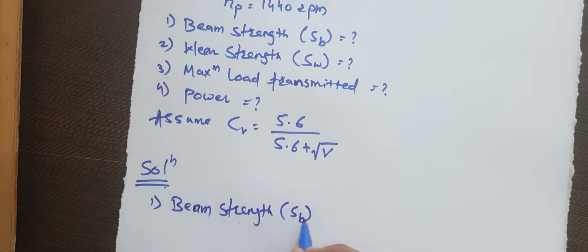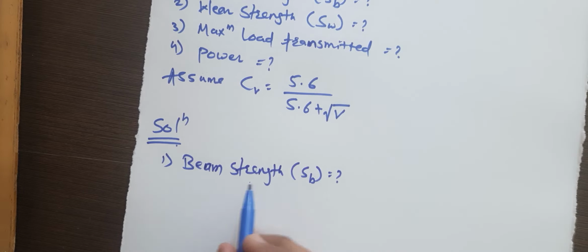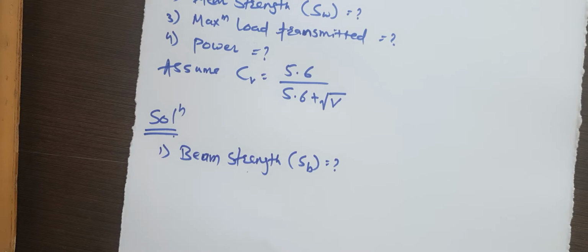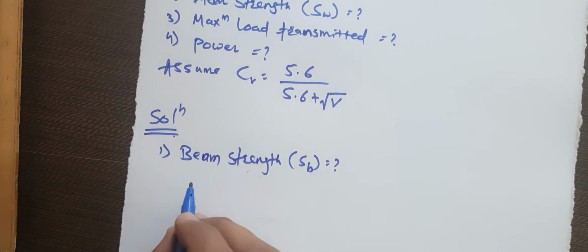That is SB. Beam strength means by default you have to find the beam strength of the weaker element. So first of all you need to find the weaker element, and then after that you have to find the beam strength. Whenever beam strength comes, you have to go for the beam strength of the weaker element. So the weaker element you need to find here.